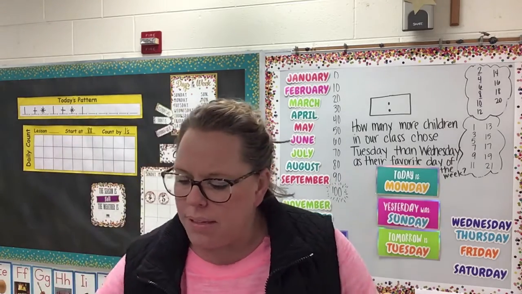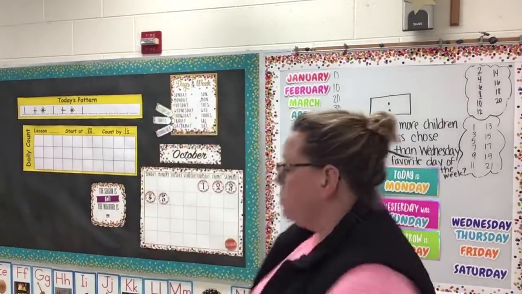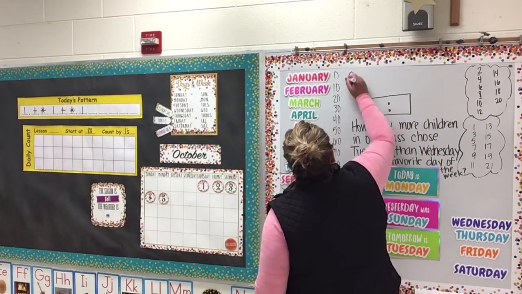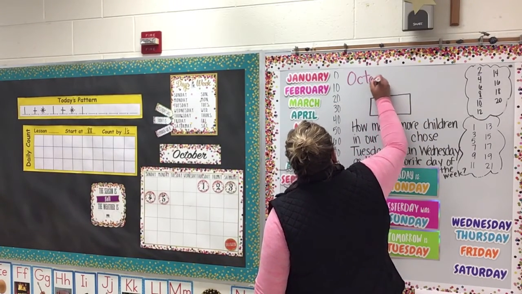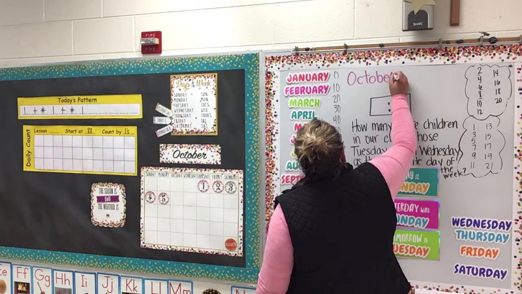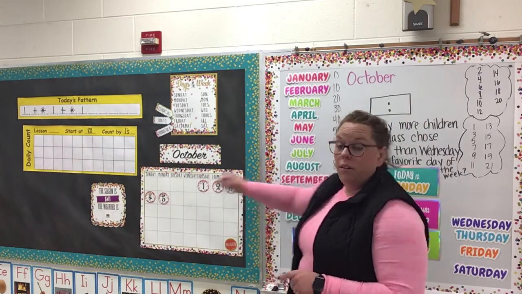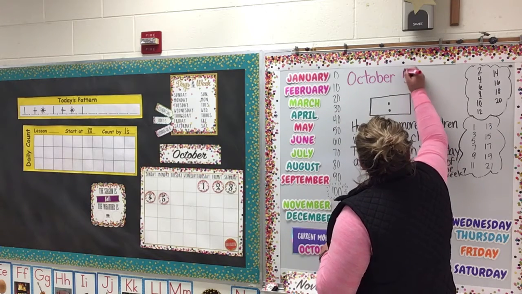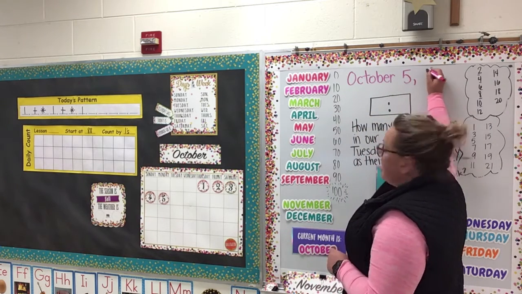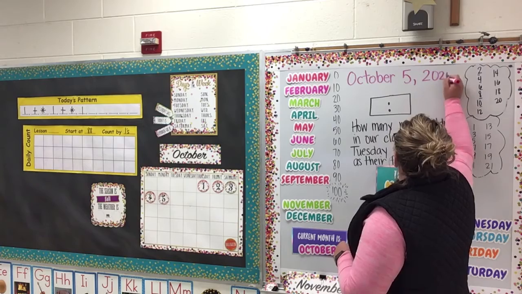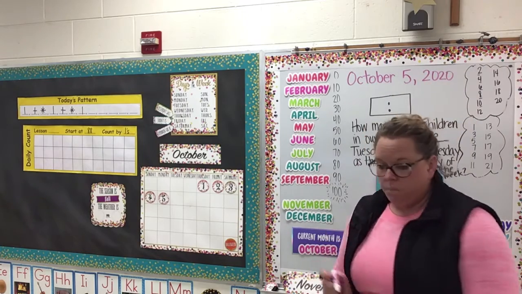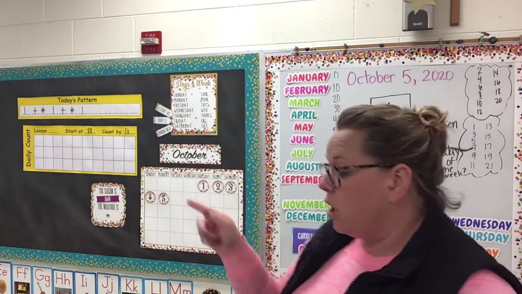So how do I write my date? Today is what? October, O-C-T-O-B-E-R, October. October what? October 5th. Put your comma, and what's the year? 2020.